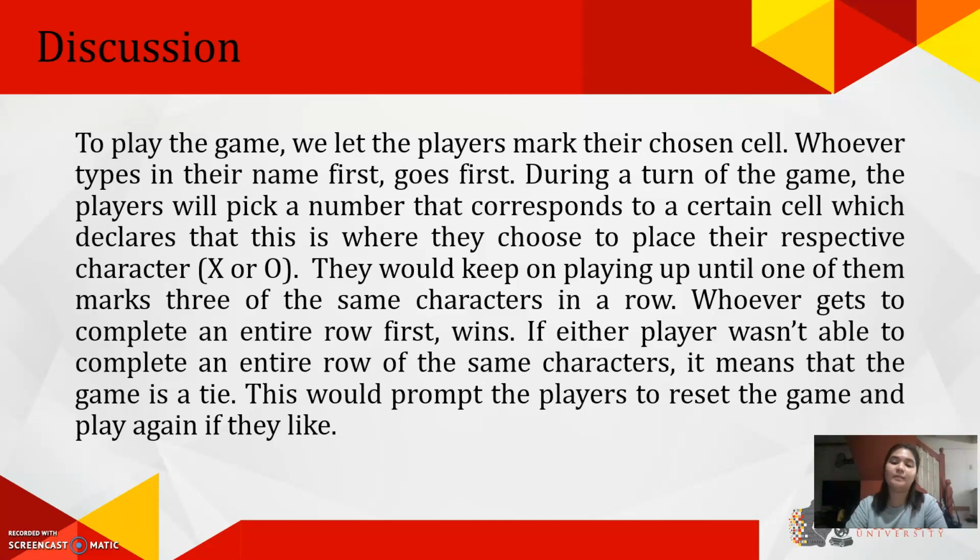They would keep on playing until one of them marks 3 of the same characters in a row. It could be vertical, horizontal, or diagonal. Whoever gets to complete an entire row first wins. If neither player was able to complete an entire row of the same characters, it means that the game is a tie. This would prompt the players to reset the game and play again if they like. Just to make it clear, whether or not the game is a tie, the players would still be prompted if they would like to reset the game.